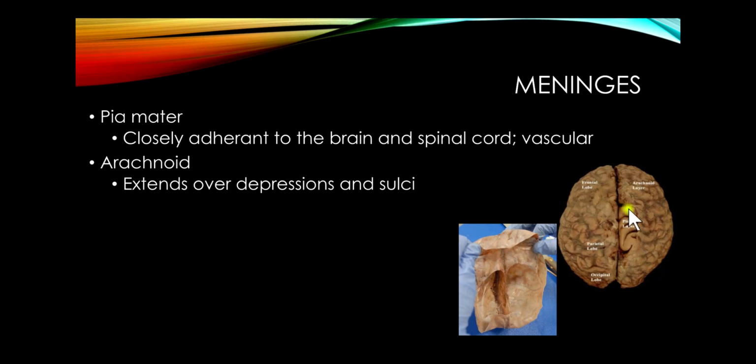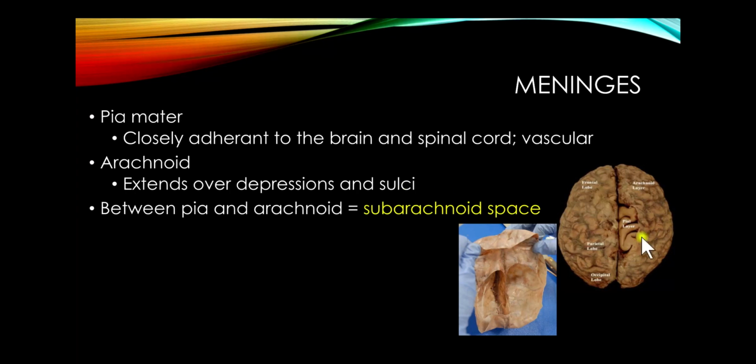Okay, so we have a space in between the pia and this arachnoid, and this is called the subarachnoid space. That's very clinically important. We'll talk about it later. And then the arachnoid layer we can see extends across all of the sulci and all of the depressions.